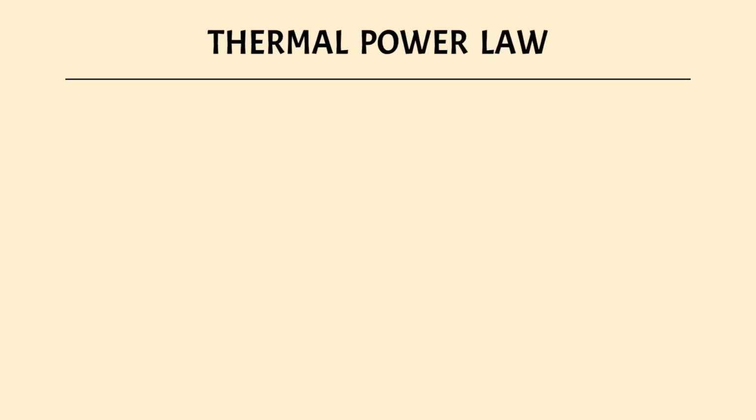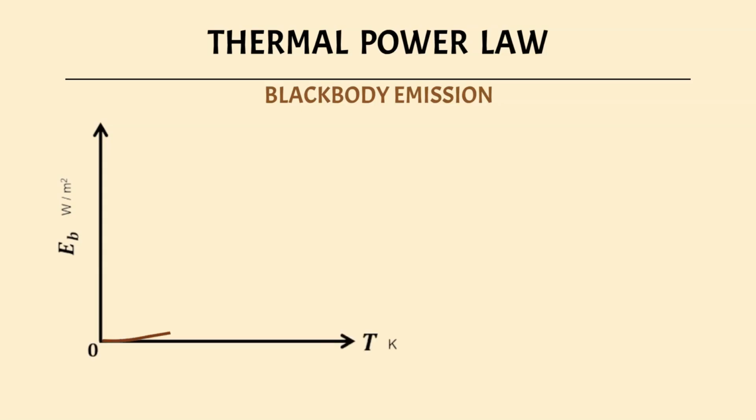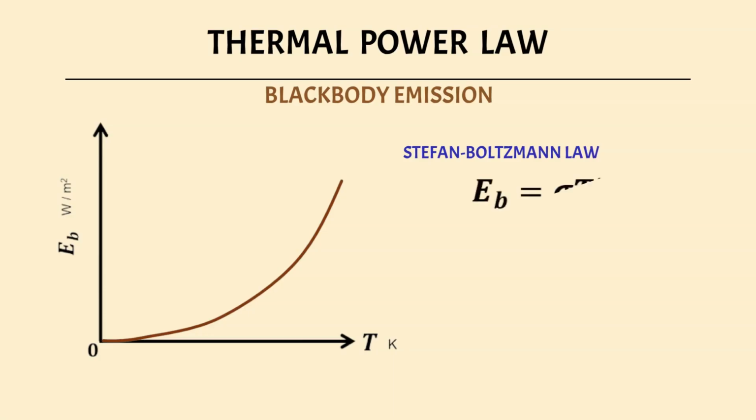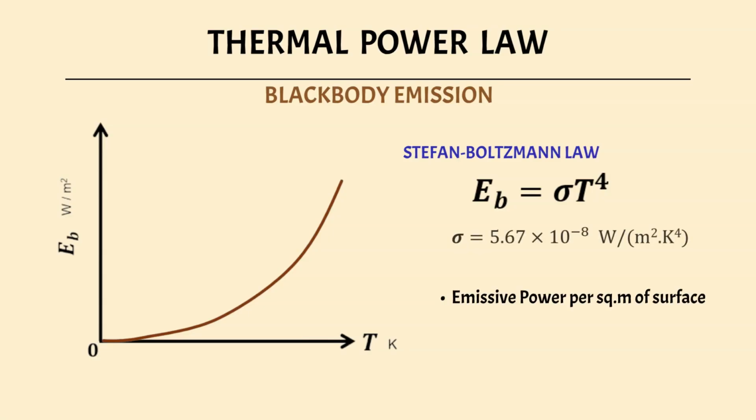Welcome back. What we've just seen from integrating Planck's distribution across all wavelengths leads us to a powerful result, the Stefan-Boltzmann law. This law tells us that the total emissive power per square meter of a perfect blackbody is proportional to the fourth power of temperature. That's a very steep increase. Even a small rise in temperature leads to a dramatic jump in emitted radiation.